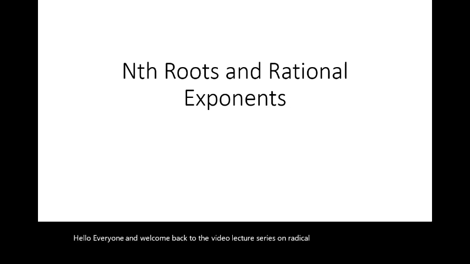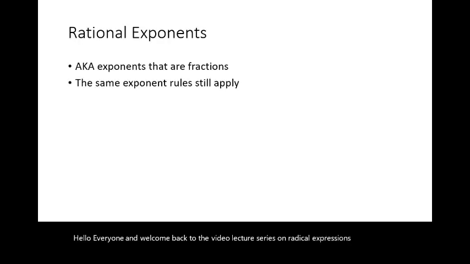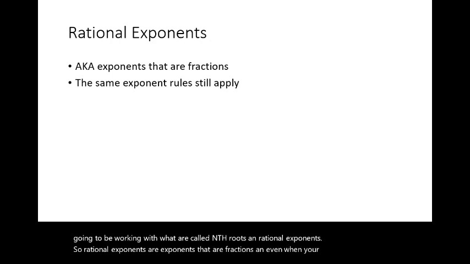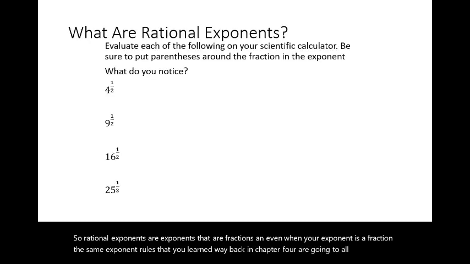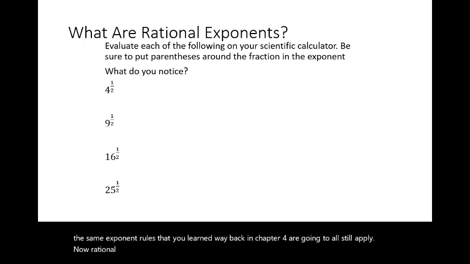Today we are going to be working with what are called nth roots and rational exponents. So rational exponents are exponents that are fractions. And even when your exponent is a fraction, the same exponent rules that you learned way back in chapter 4 are going to all still apply. Now, rational exponents are closely tied to radicals.